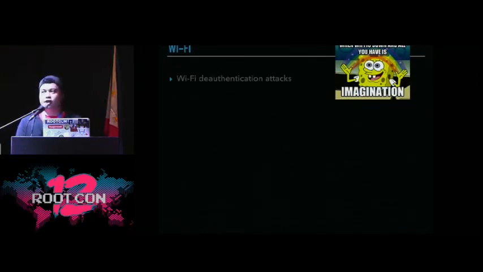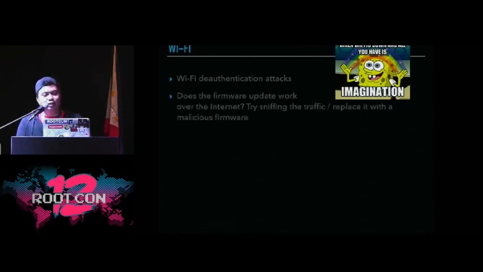And then we have Wi-Fi. Most infotainment consoles have Wi-Fi, right? Does the firmware update work over the internet? In most consoles, there's a setting that allows you to update the firmware. If it does, try sniffing the network or replace it with a malicious firmware. You can run Wireshark, then if there is no signature validation on the firmware update, you can change the contents of the firmware and put a backdoor on it. Or if you can see where the update is located, you can check and maybe reverse the firmware update.